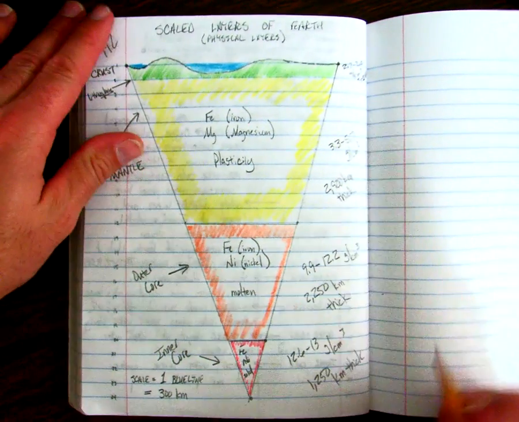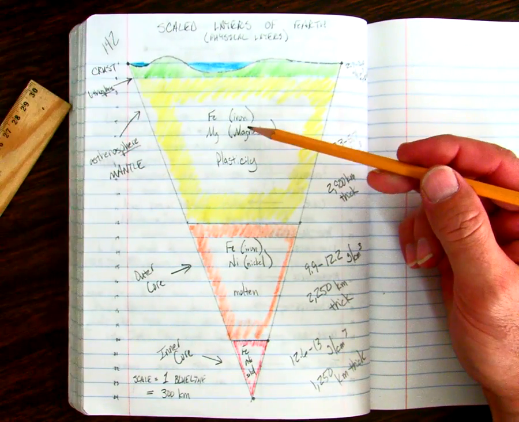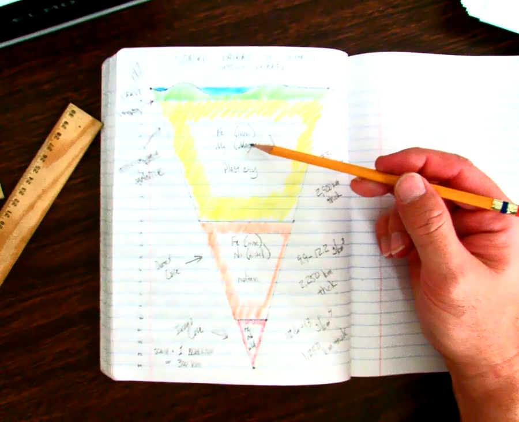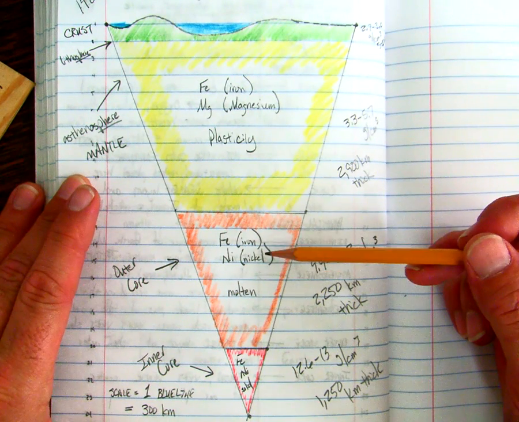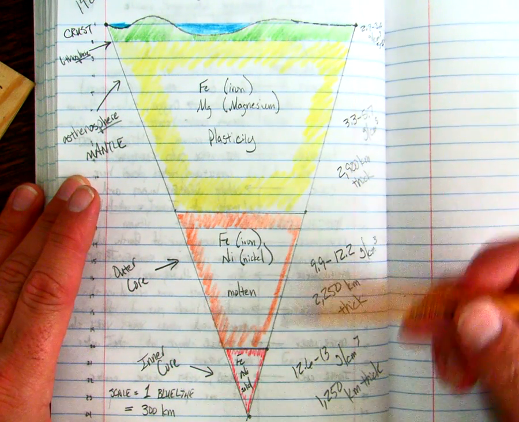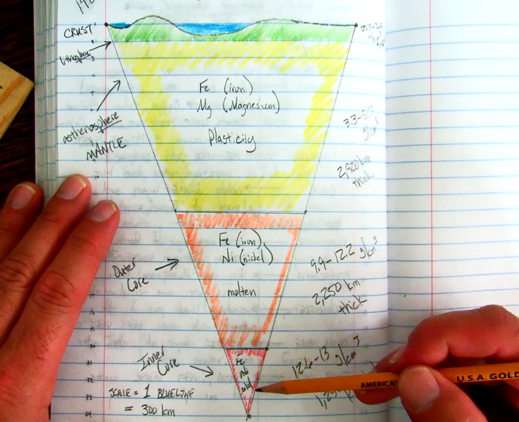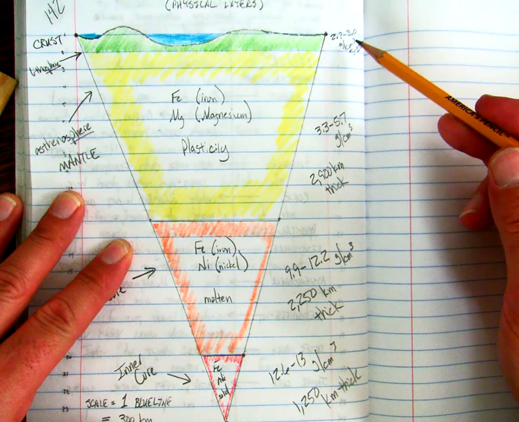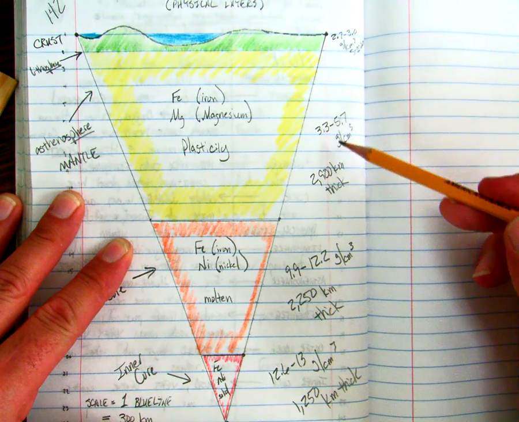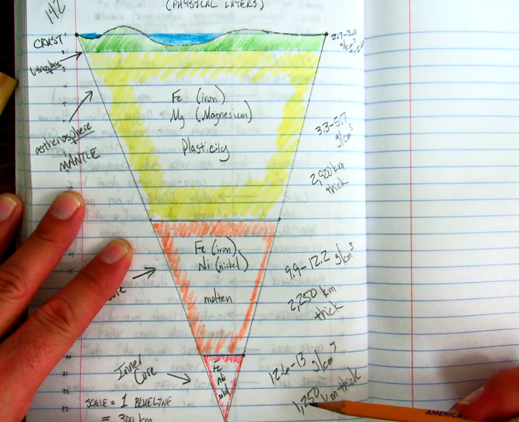The other part you need to make sure that you're clear on is that the mantle is made of iron and magnesium. Your outer core is made of iron and nickel, and it is molten. And your inner core is made of iron and nickel, and it is a solid. Also make sure you're aware of the densities. So notice the densities get considerably higher as you work your way into the center of Earth.